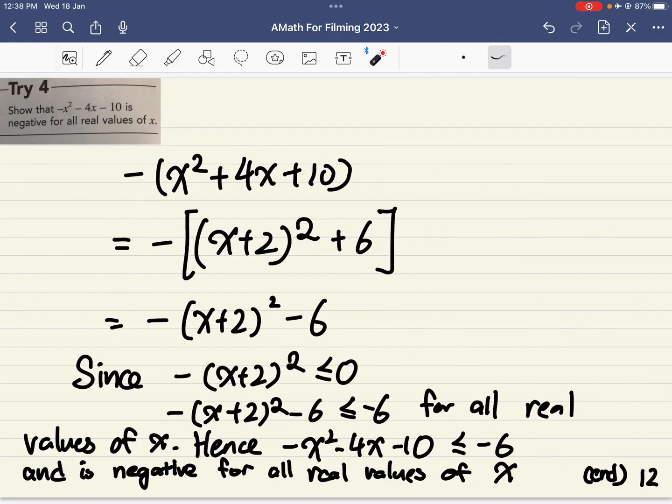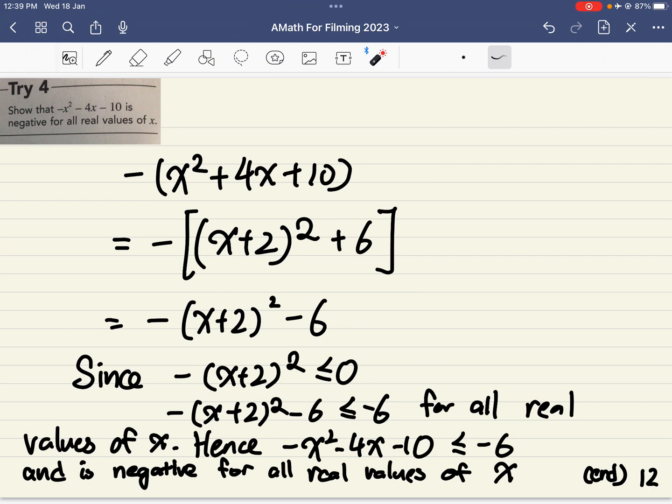Okay, this is my answer for try 4. So I factorized -1. I've done the completing the square inside here. So I multiplied my negative symbol back. So I'll get this. Again, I start with -(x + 2)² is less than or equal to 0. You subtract 6 from both sides of the inequality. I know that this is less than or equal to -6. So it implies that -x² - 4x - 10 is less than or equal to -6.